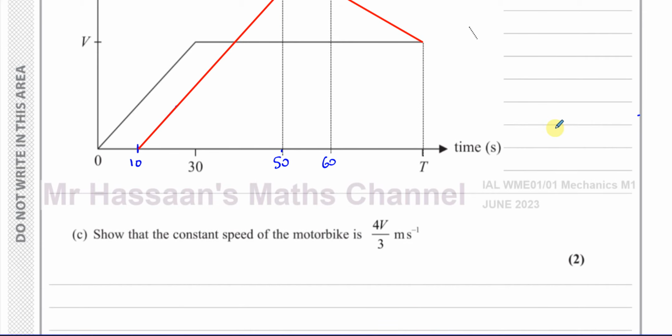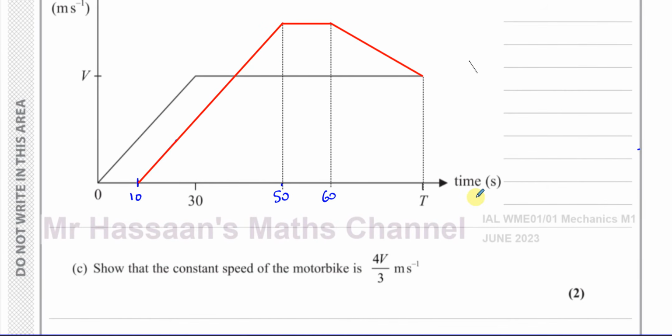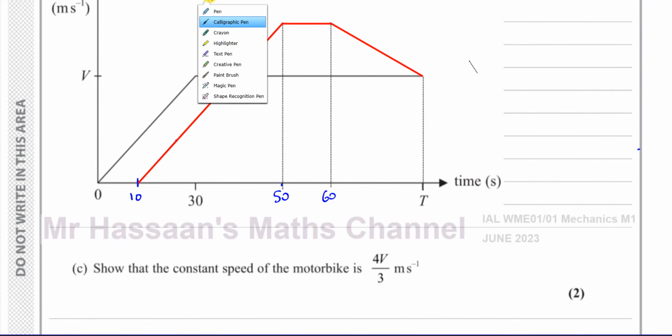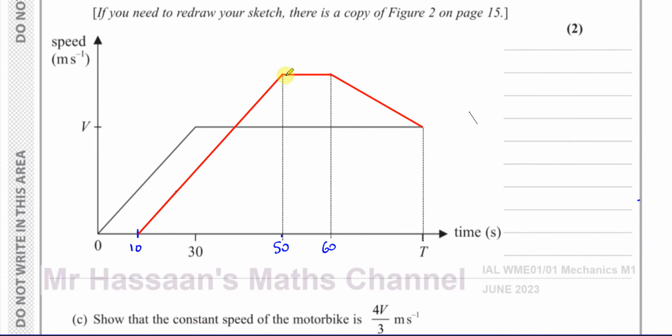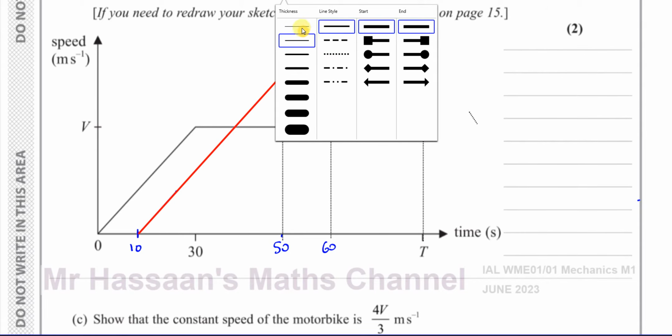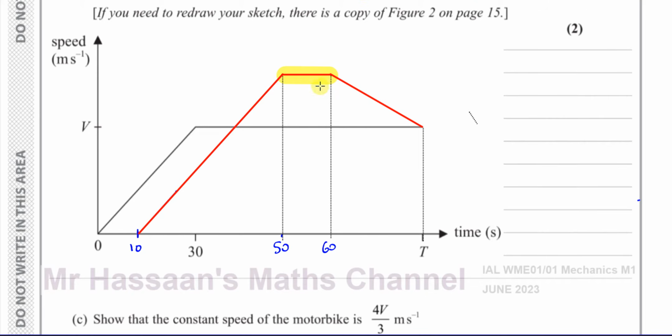Then it says, show that the constant speed of the motorbike is 4v over 3 meters per second. Now, the motorbike is going at a constant speed when the graph is horizontal, where the gradient of the graph is 0. They're asking us to show that the constant speed is 4v over 3 meters per second. So in terms of v, we have to find what this speed is.